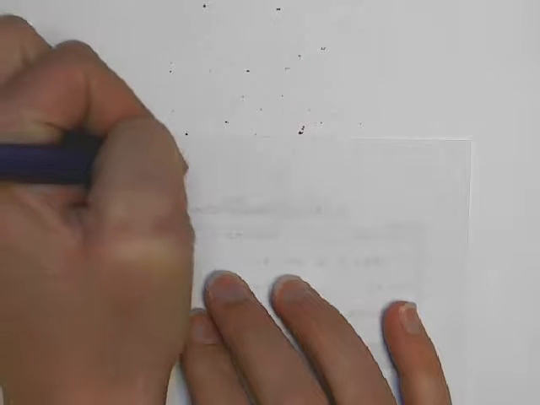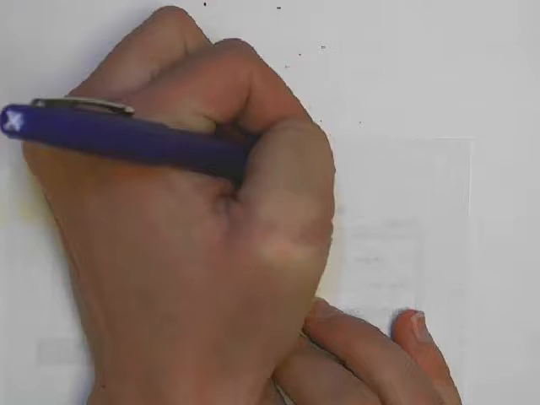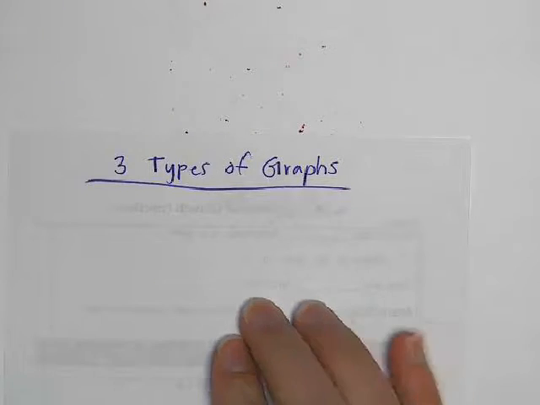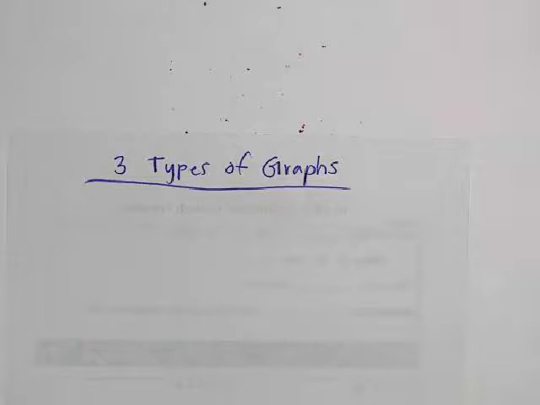3 types of graphs. 3 types of graphs. Okay, so this is on the back. In Algebra 1, there are 3 types of graphs that we're going to talk about. What type of graph have we already talked about?